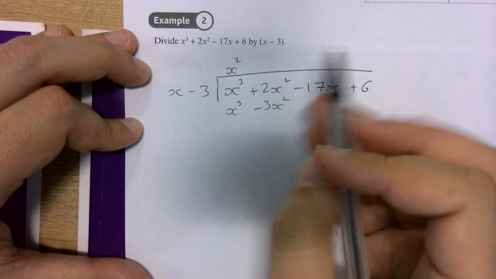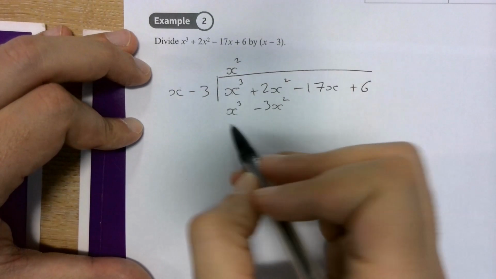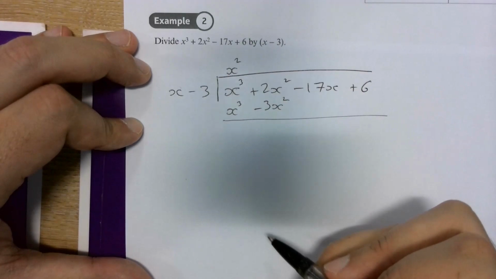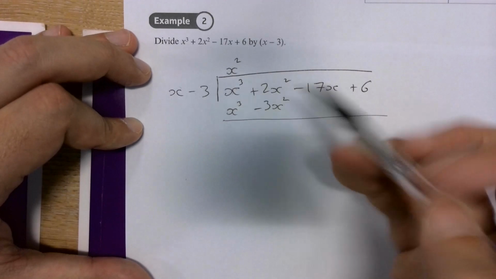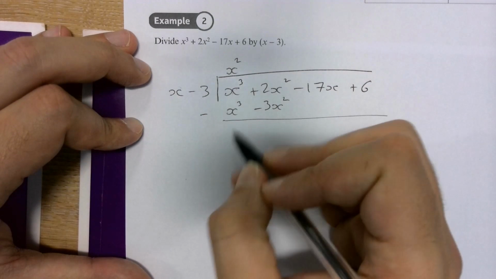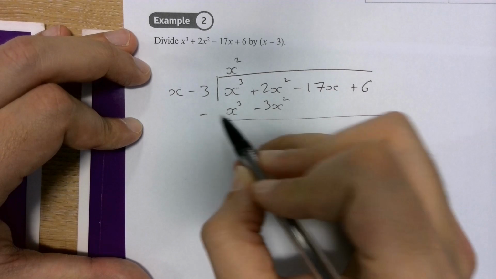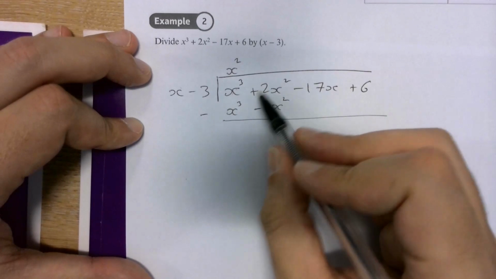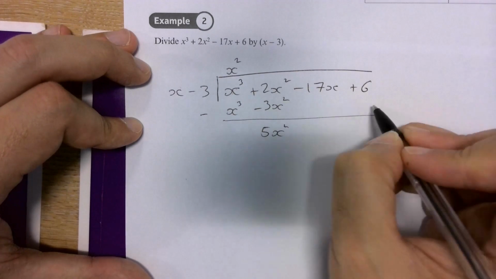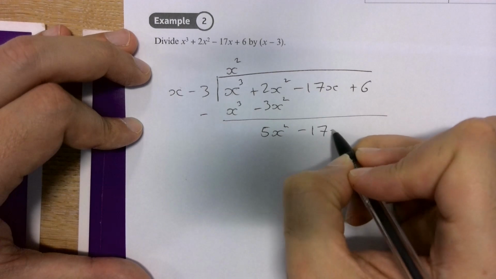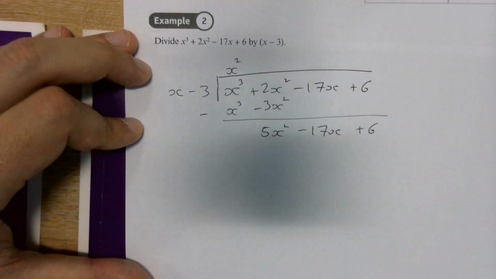Once I've done that, you then subtract all of that. So the thing at the front will go, because you've got x cubed minus x cubed, that's going to disappear. Then we've got 2x squared minus 3x squared. Well, minus and a minus is adding, so that's going to give me 5x squared. These things haven't got anything underneath them, so they will just follow down like that. And then we repeat it again.